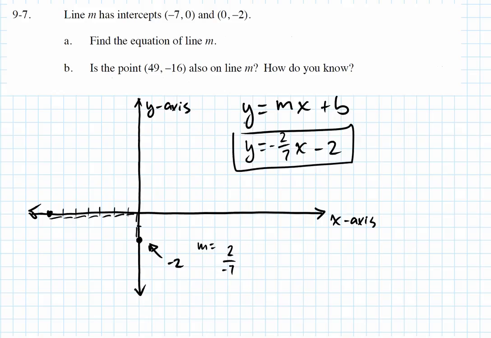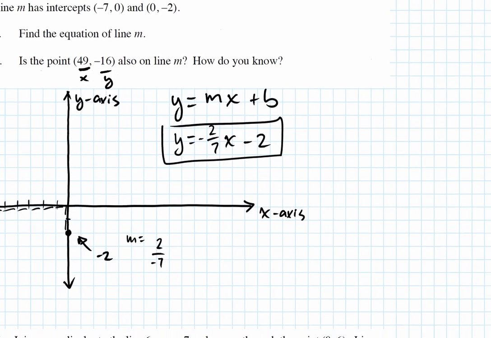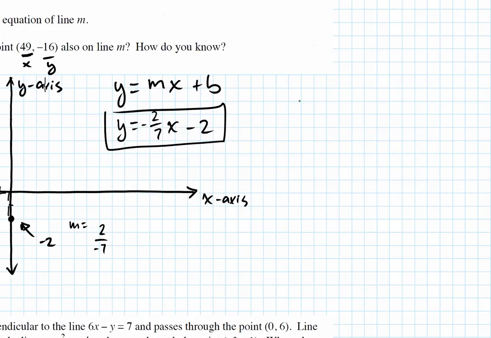The next part says, is the point (49, -16) also on this line? How do you know? Well, we certainly know that a point is on the line if that point makes the equation true. So for this point, I clearly have an x value and a y value. I'm going to take those 2 values, plug them in, and see if it makes this equation true. So let's go ahead and use the fact that y is supposed to be -16. I don't know if this is true or not, so I'm going to put a big question mark here because I don't know if these are equal.